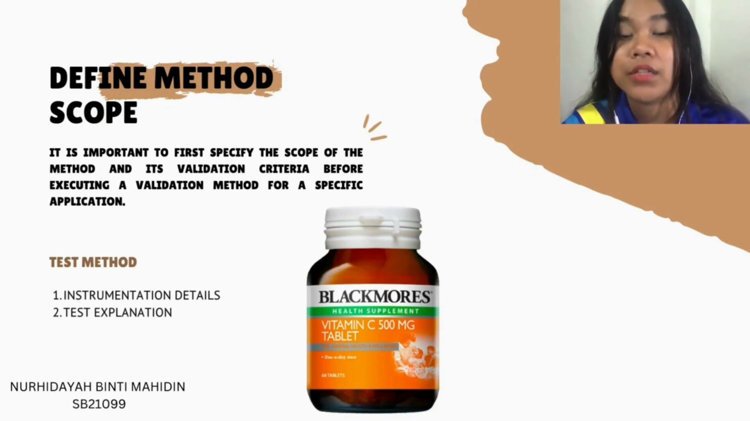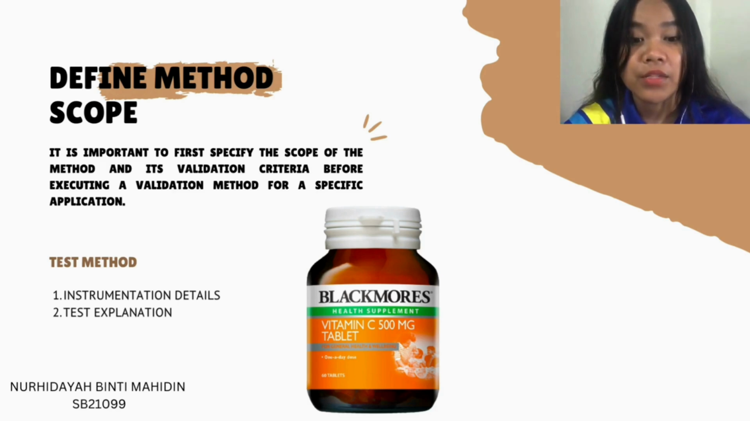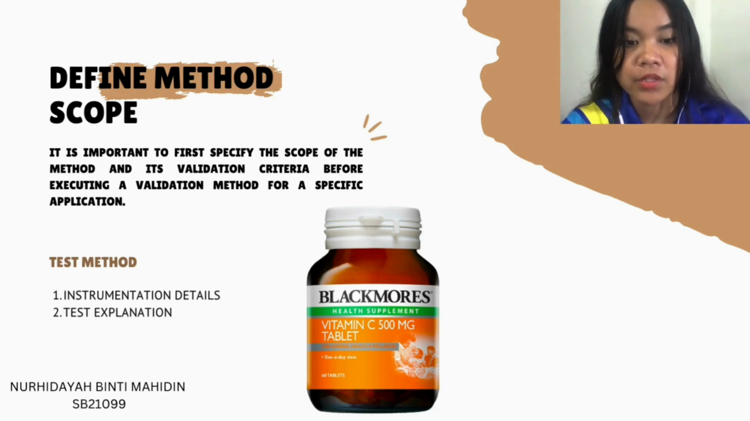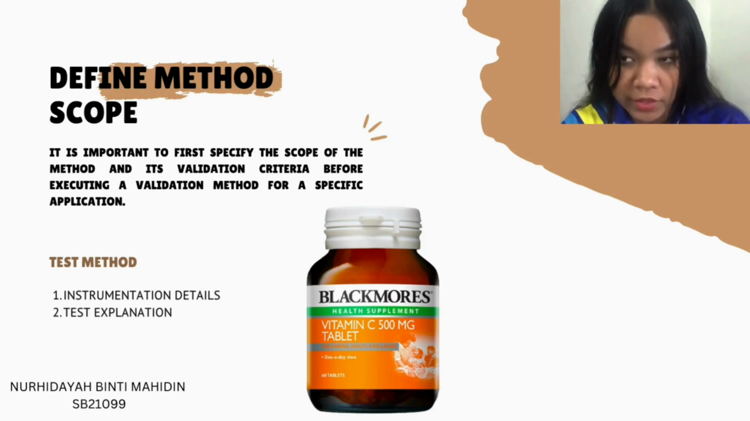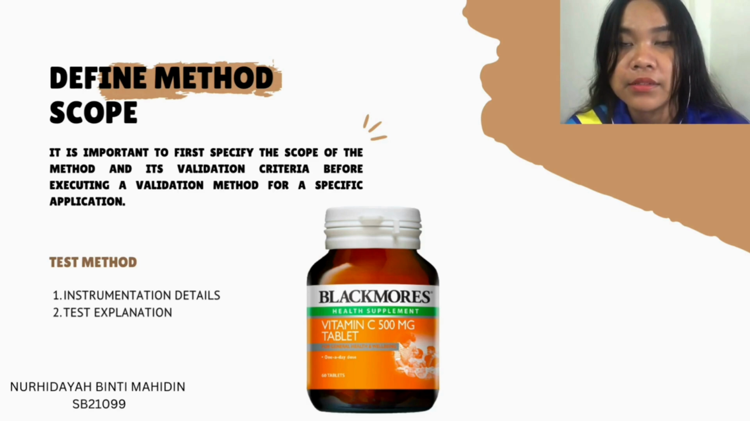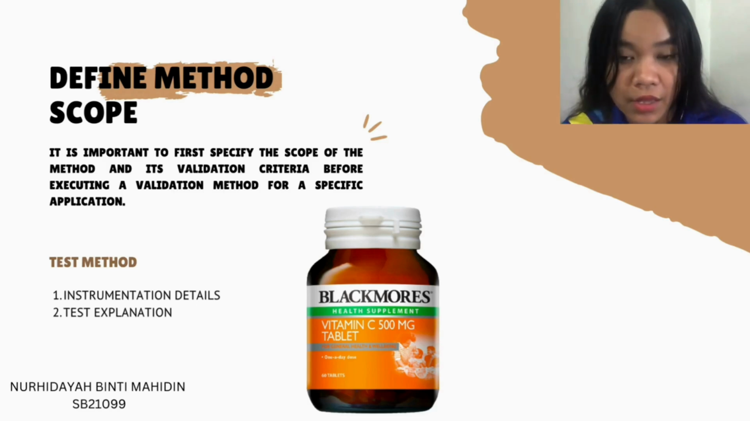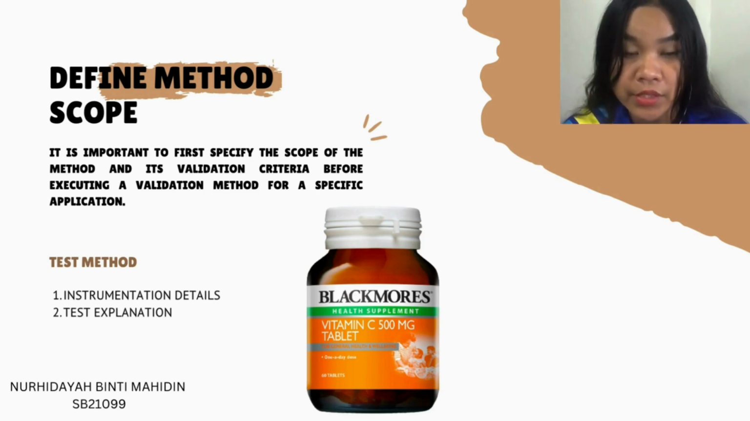Today I would like to explain the definition of the method scope. It is very important to first specify the scope of the method and the acceptance criteria before executing a validation method for a specific application. In the test method, there are two parts: the first is instrumentation details, and the second is test explanation.